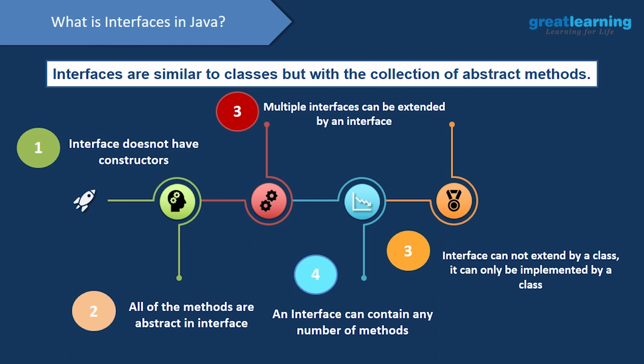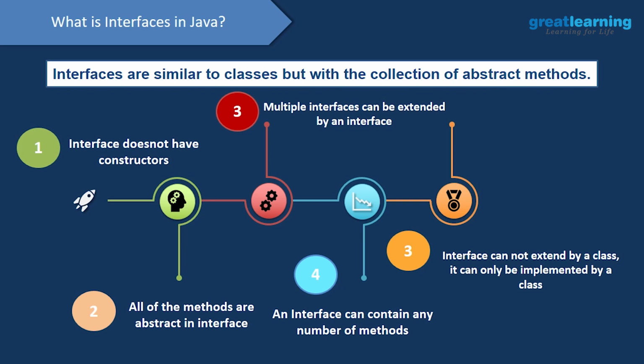An interface is basically something like a class, but it has some methods that we can declare and implement later. So you don't need to think about implementing the abstract methods now. An interface does not have a constructor like we have in a class. All the methods are abstract in an interface. There is no implemented method in interfaces.